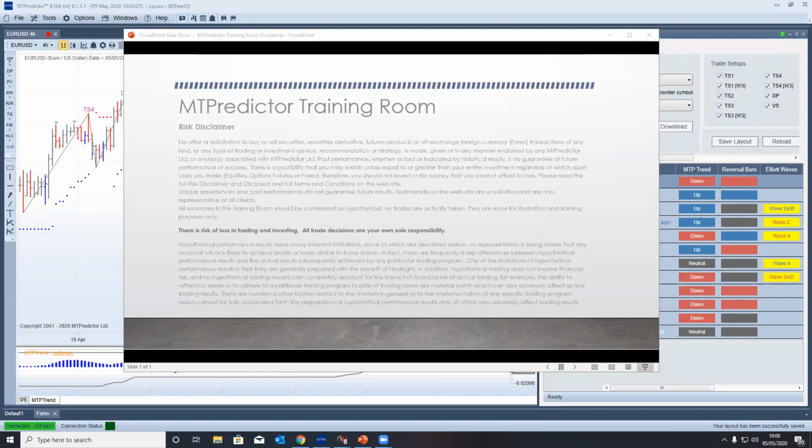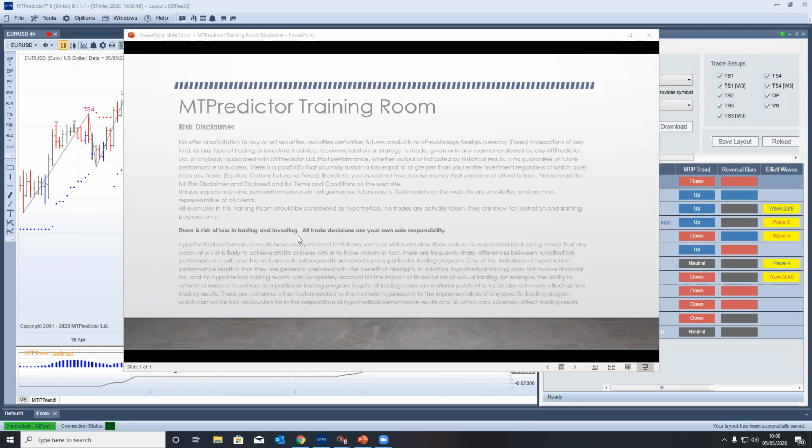Before we start with today's training room, let's go through our risk disclaimer as we always do, and just remind you that all examples in this training room should be considered as hypothetical. No trades are actually taken, they're just shown for illustration and training purposes only. Remind you there's a risk of loss in trading and investing.